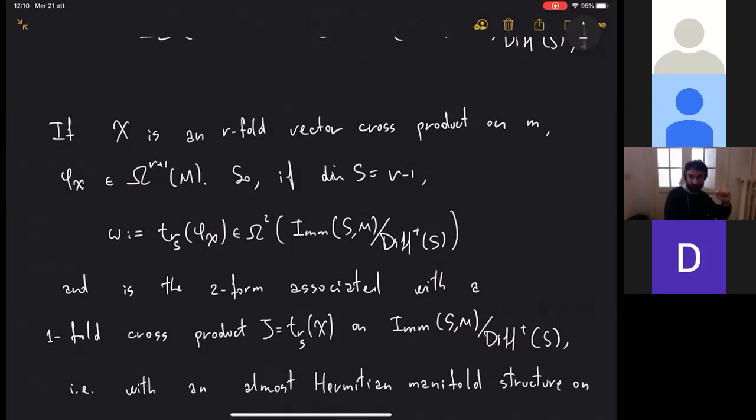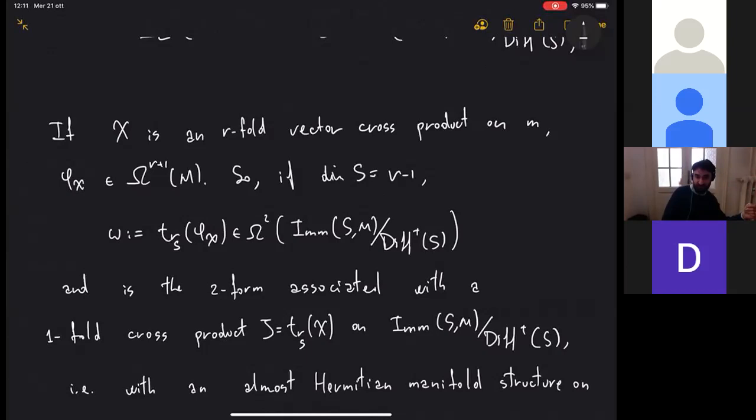This shows you that what really counts in the construction is the interplay between the dimension of S and the foldness of the product, not the dimension of the ambient space. Yes, but this J is always an almost complex structure, independent of omega. Yes, because when you fix an r-fold vector cross product, then immediately you have this almost complex structure. Absolutely. What I was pointing out is that what counts is not the codimension of S with respect to M, but the codimension of S with respect to chi, that is, the degree of the vector cross product, not the ambient dimension of M. Okay, very good, thanks.